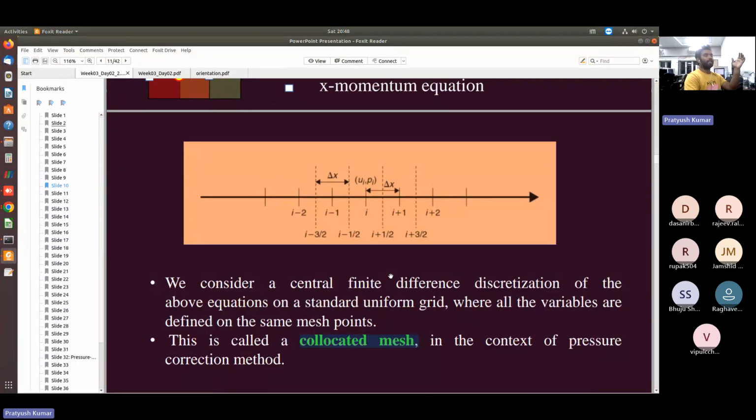In OpenFOAM, whatever field variables you create in createFields.h, we specify them at the cell centers. Yes, we will upload the slides, don't worry. If you open createFields.h you can see that whenever we define any volume vector field or any scalar field, we assign it at the given cell center.